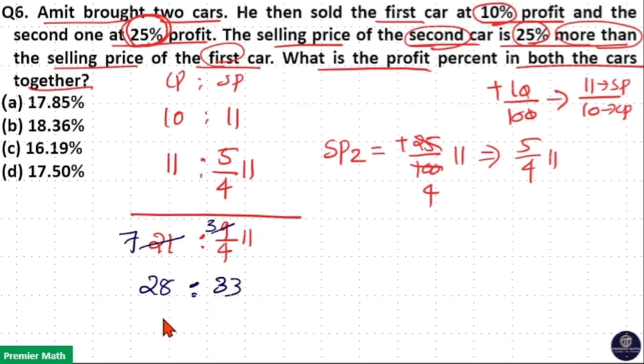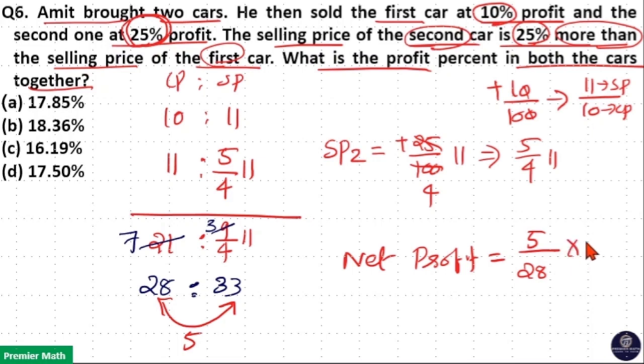If you take the difference, the difference between total cost price and sell price is 5 parts. So net profit is equal to sell price minus cost price, which is equal to 5 parts. Total cost price is equal to 28 parts into 100. Now 4 goes 7 times in 28, 4 goes 25 times in 100. So 25 into 5, 125. 125 by 7 is equal to 17.85%. So option A is your answer.